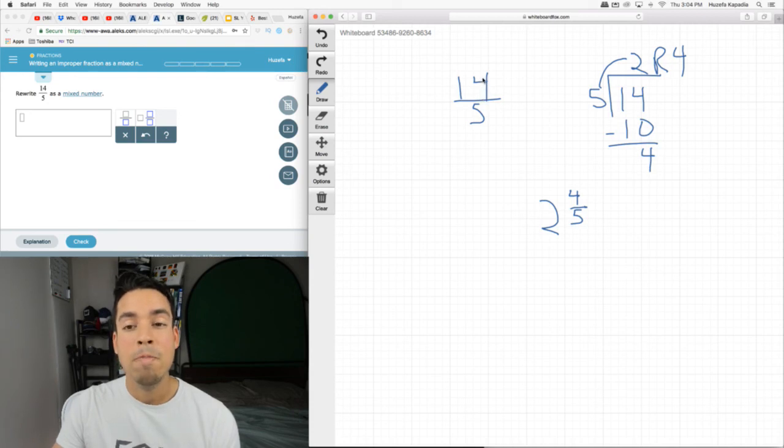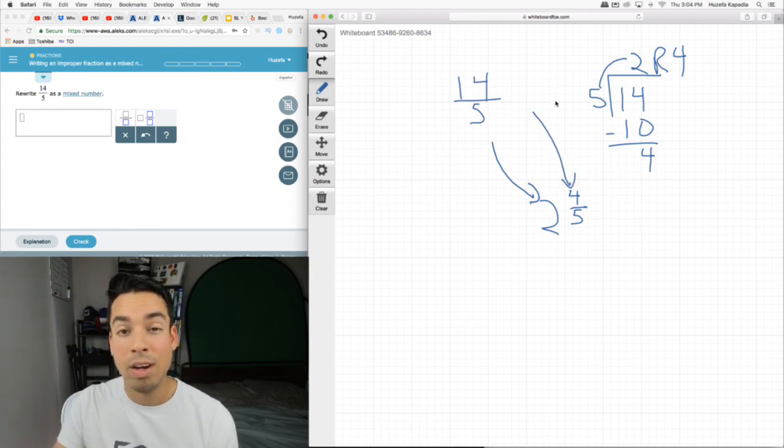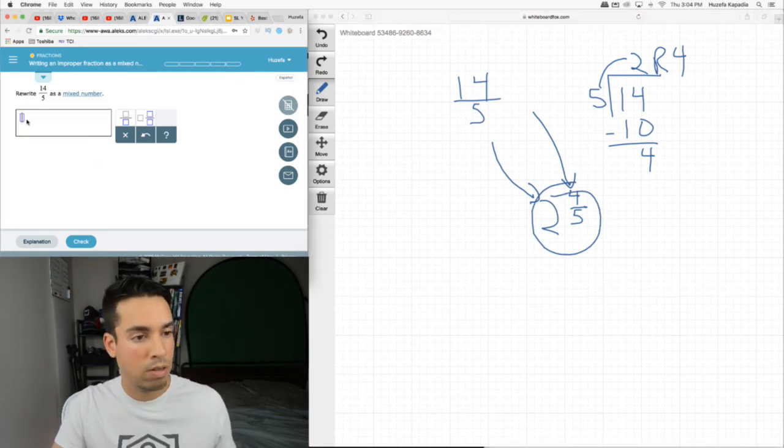The other way is you think about it, how many 5s can you pull out of 14? You can pull 1 and 2, which is a total of 10. So that's where we get the 2 from. And then when we pull 10 out, we've got 4 left, which is what we've got up here. So that's another shortcut. You don't have to do long division every time. You can shortcut it that way. So this becomes 2 and 4/5.